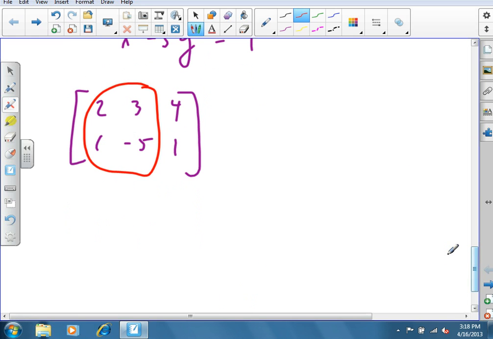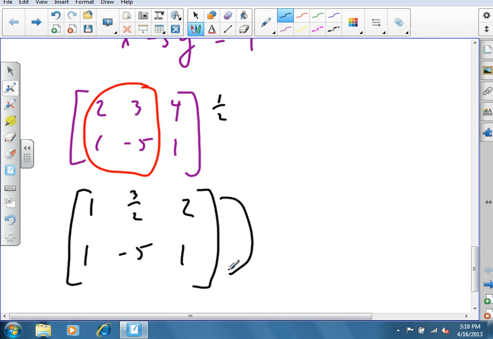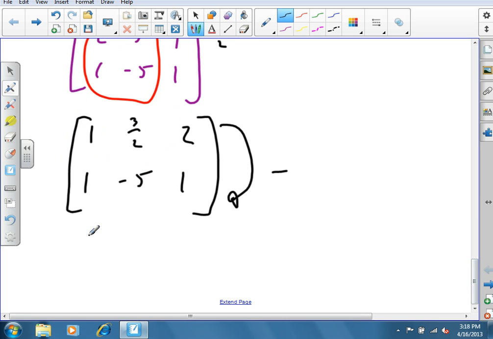So elementary row operations are, I can multiply one row by a number, I can subtract one row from another row, I can multiply by something, subtract, I can do stuff like that. Anyway, so I want a 1 sitting up there, so I'd multiply the top row by 1/2 and have 1, 3 over 2, 2, 1, minus 5, 1. And then I take the top one and subtract it from the bottom one. I get 1, 3 over 2, 2, 0. This is minus 13 halves. This is minus 1.